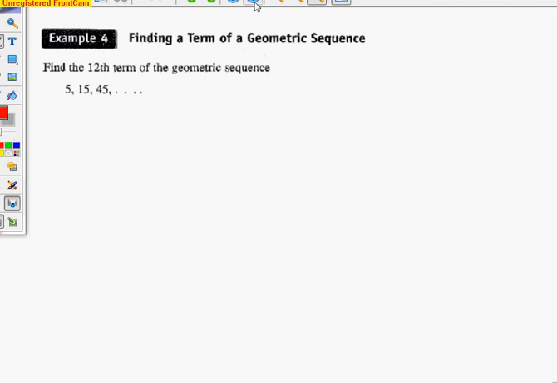Okay. Next, finding a term of a geometric sequence. Find the 12th term of the geometric sequence, and they give us some numbers, 5, 15, 45. Knowing that it's a geometric sequence is very helpful because you will know that you're looking for a common ratio. Now we are looking for the 12th term. I need to find the formula.